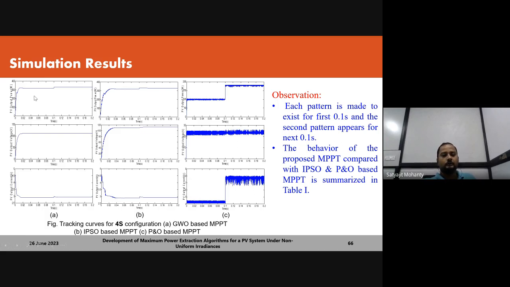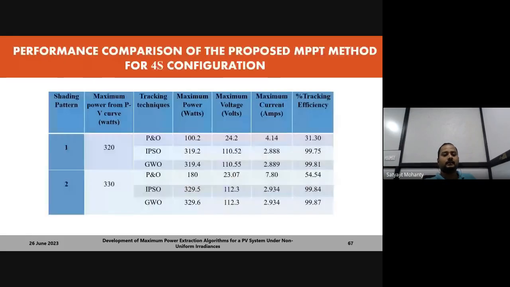So the top row is the power, second row is the voltage, and third is the current. And this is the observation part. Each pattern is held for 0.1 seconds and immediately changed to another 0.1. When the first half of 0.1 is on, the second panel is 400 watt per meter square. Immediately when it reaches 0.1, it changes to 0.8, which results in such change in the peaks.